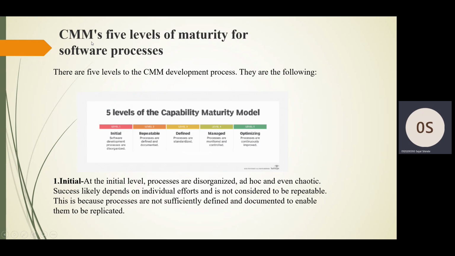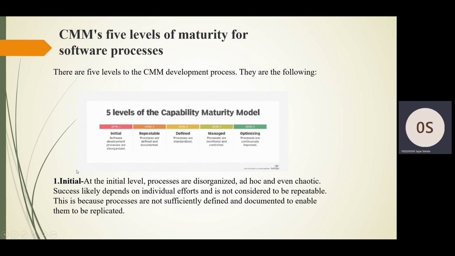The next model is CMM. So here are the five levels of the CMM software process. The first one, as you can see in the image, is initial. It includes the software development process, and the second level is repeatable. Processes are defined and documented. In the third level, which is defined, the processes are standardized. In the fourth level, which is managed, processes are monitored and controlled. The fifth one is optimizing. Here the processes are continuously improved.